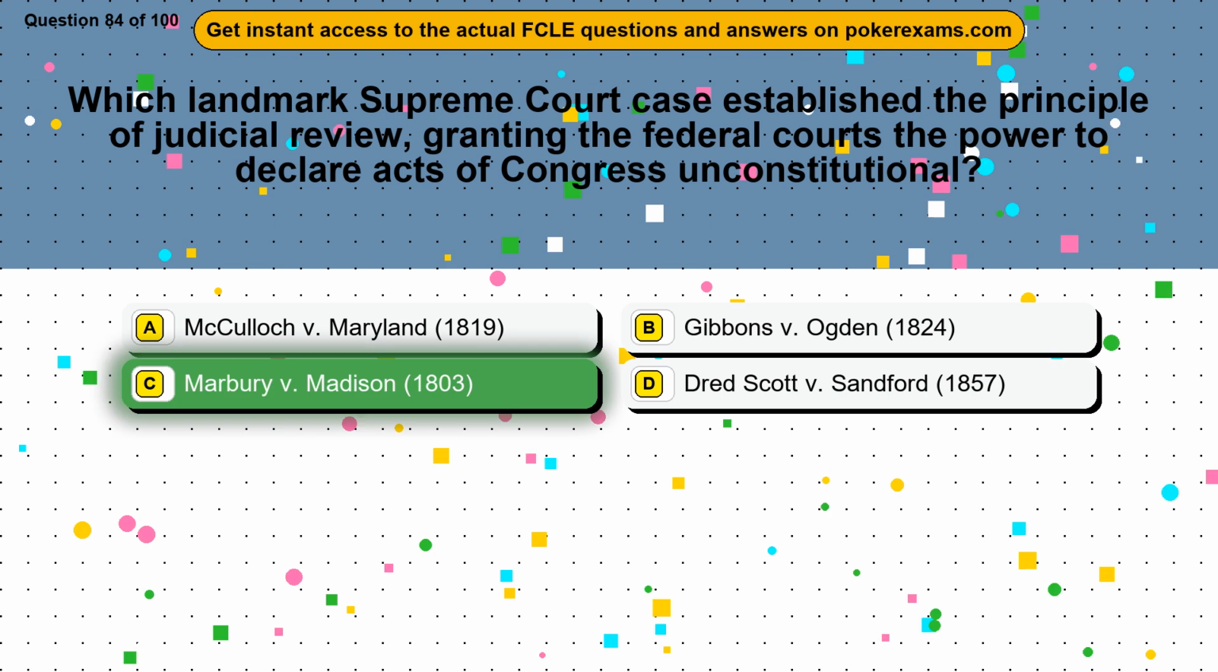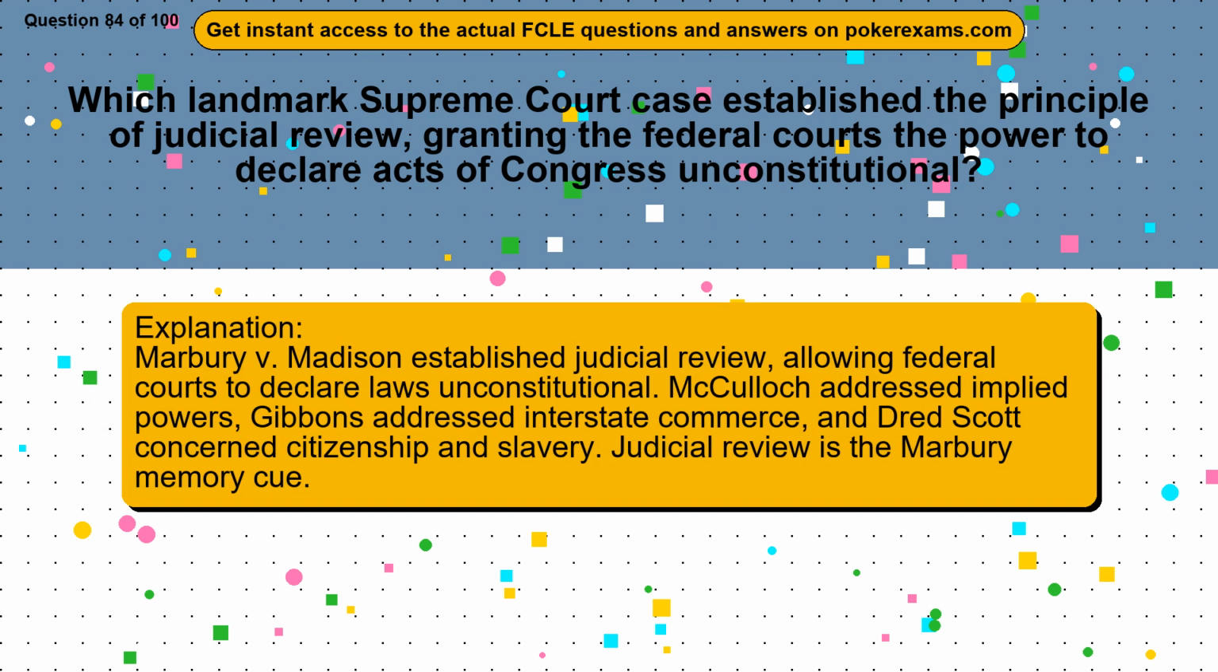Madison, 1803. Marbury v. Madison established judicial review, allowing federal courts to declare laws unconstitutional. McCulloch addressed implied powers, Gibbons addressed interstate commerce, and Dred Scott concerned citizenship and slavery. Judicial review is the Marbury memory cue.